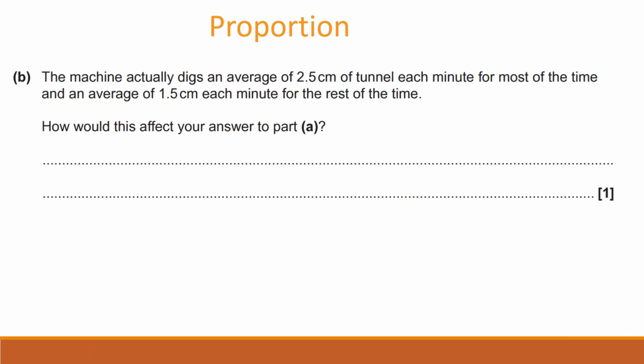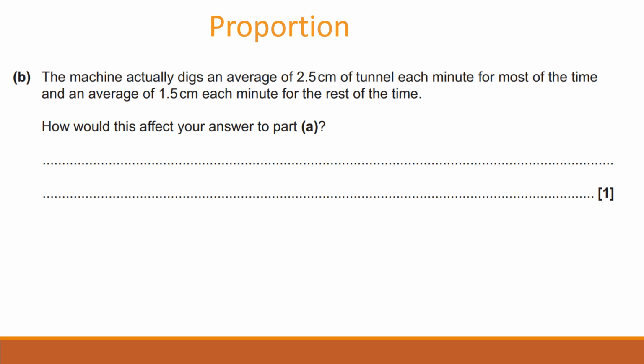Now in part B, the machine actually digs an average of 2.5 centimetres. Now in part A we were digging at 2 centimetres, so this is more, so it's going to be digging more than what you've done previously for most of the time, and an average of 1.5 each minute for the rest of the time, so that is less. So overall we're going to be digging more.